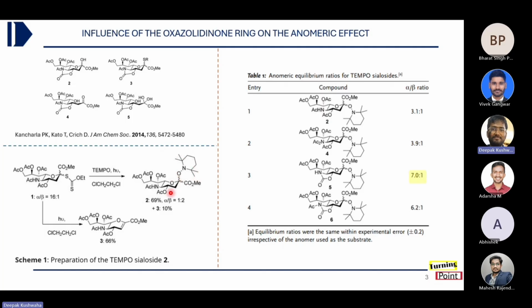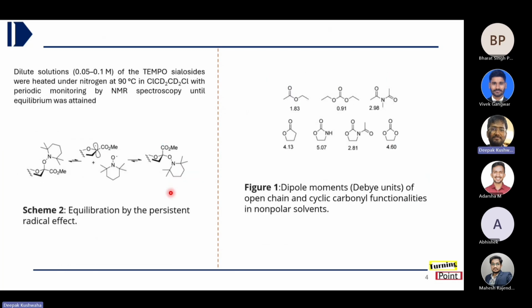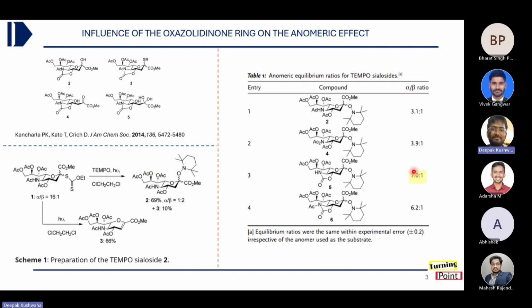In the case of TEMPO, you'll get enough time to study these equilibria, and you'll get a consistent ratio of the alpha and beta anomers. I think they can't generalize this reaction, because TEMPO in photochemistry acts as a very good radical scavenger. Wherever a radical forms in the reaction mixture, the TEMPO will definitely attack. So maybe they can't generalize to a normal reaction with other radical acceptors. That's why this is a very specific study.